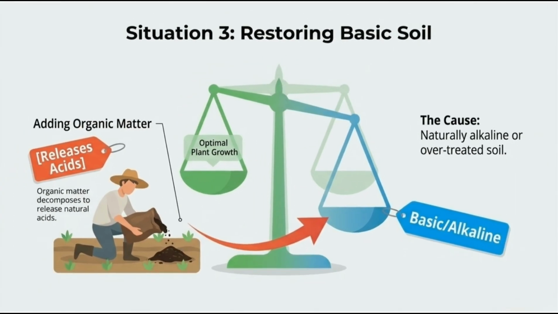What if the soil is too basic? In this case, we add organic matter like manure or compost. As this organic matter decays, it releases natural acids. These acids neutralize the basic nature of the soil, proving that balance is the key to a beautiful garden.